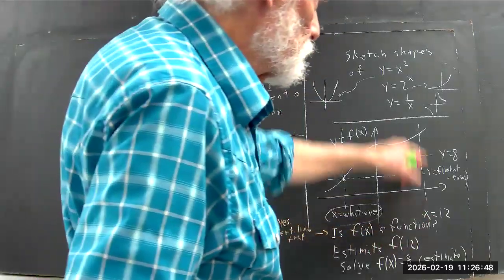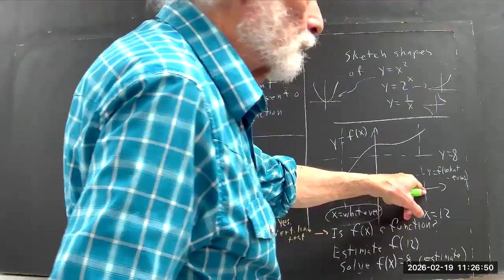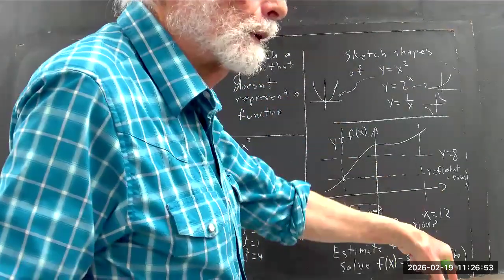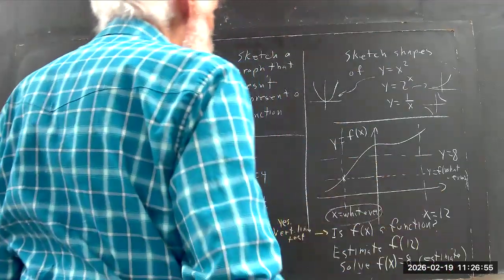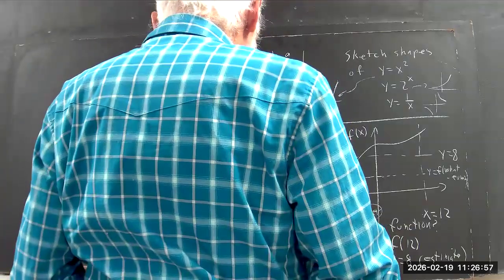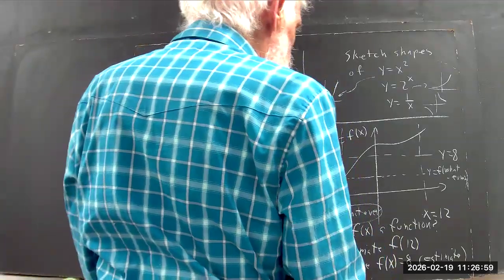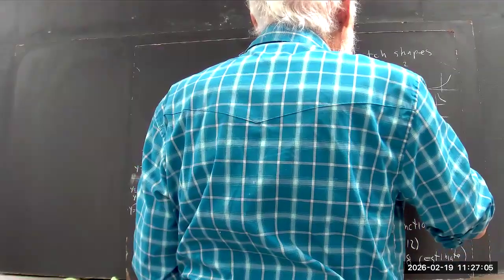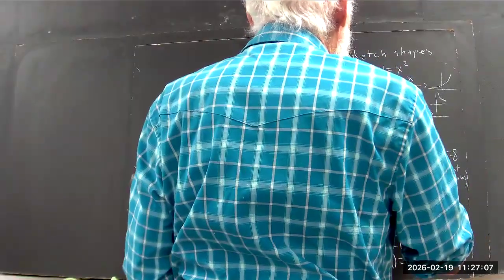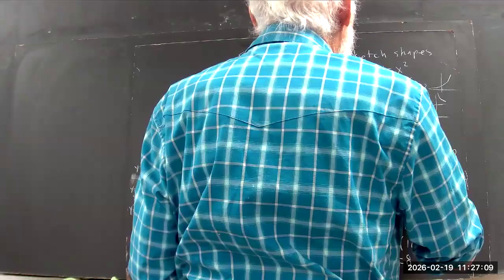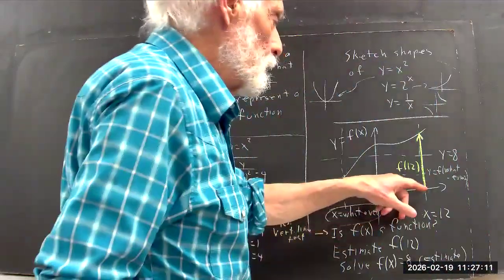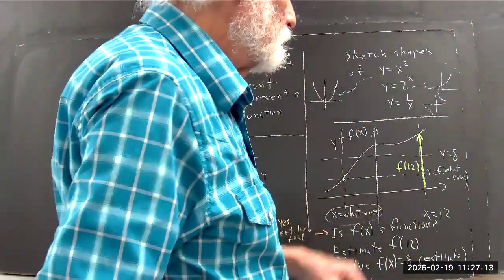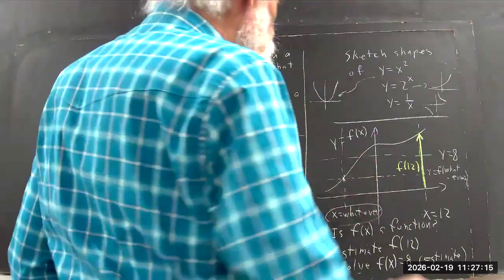Well, here's a line x equals 12. x equals 12 here on the x-axis and everywhere above and below this point. So f of 12 is the value that you get. f of 12 is represented by this arrow. How long is this arrow?